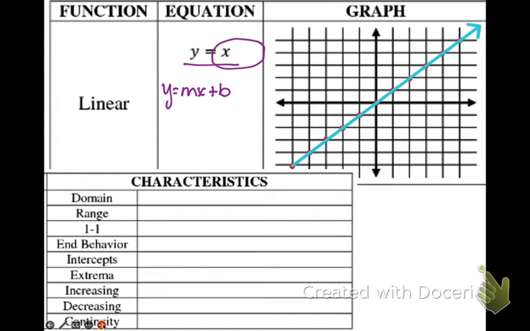Is that what your line looks like? Okay. Technically, it has arrows on both ends, but this doesn't give me arrows on both ends, only one. So there's some things we need to know about this. What is the domain of it?